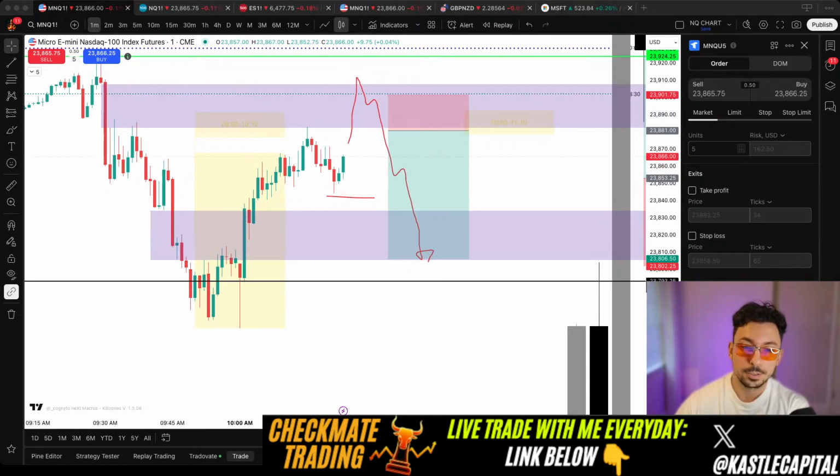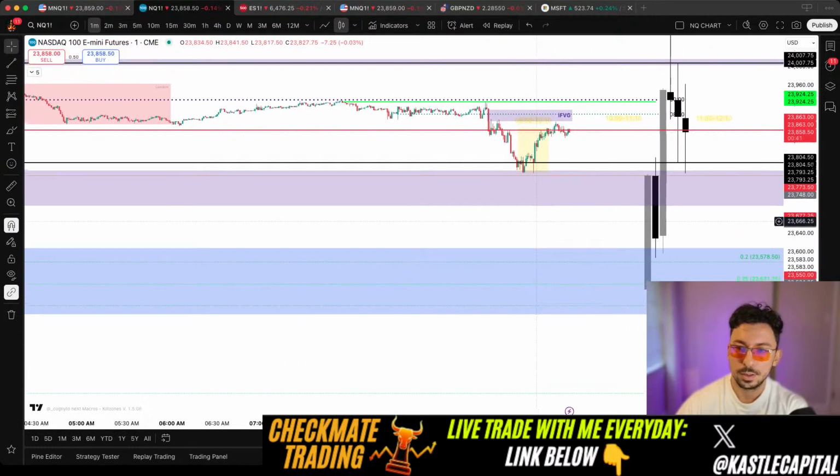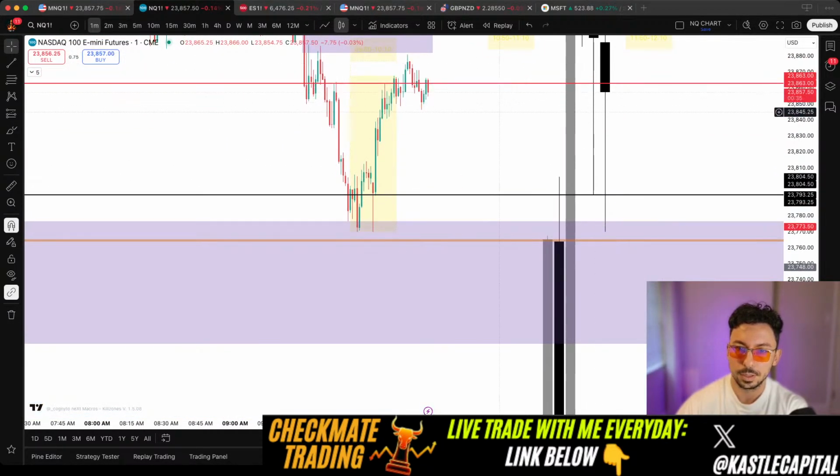Pretty decent reaction so far. But if there's red candles that come through this level right here, about 23,845, give or take, actually. I'm looking at MNQ, but on NQ, it's right here, 845 even. If we completely collapse through 845, then we're going to go down here.